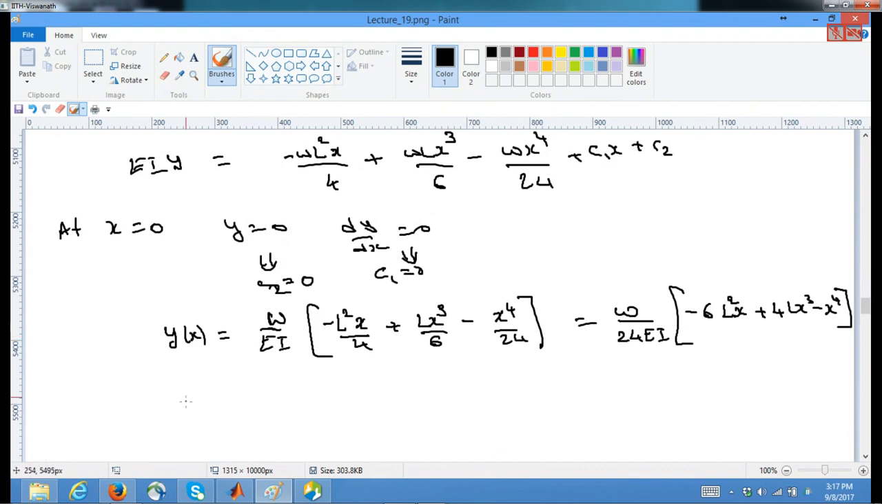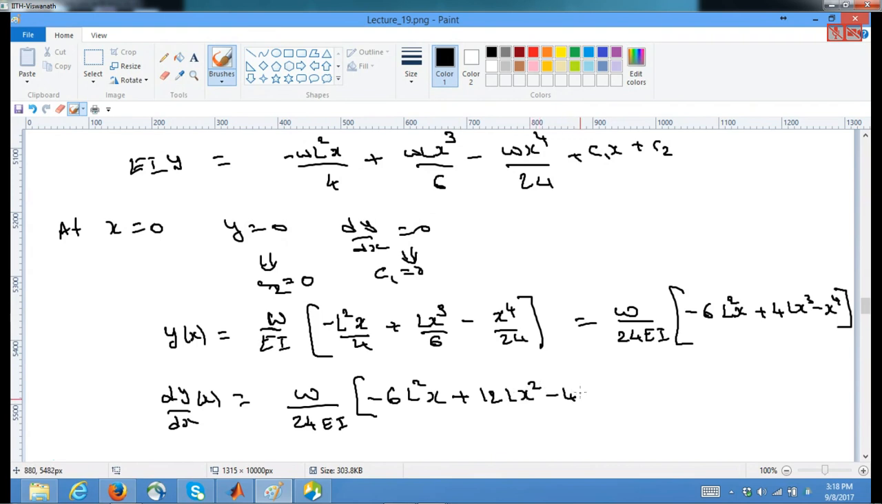Now similarly dy by dx at x is equal to W by 24 EI into minus 12 L square x plus 12 Lx square minus 4 x cube, which is nothing but W by 12 EI into minus 3 L square x plus 6 Lx square minus 2 x cube.